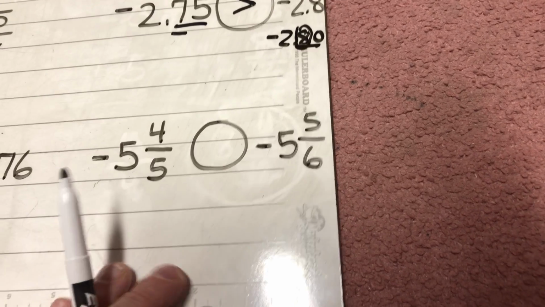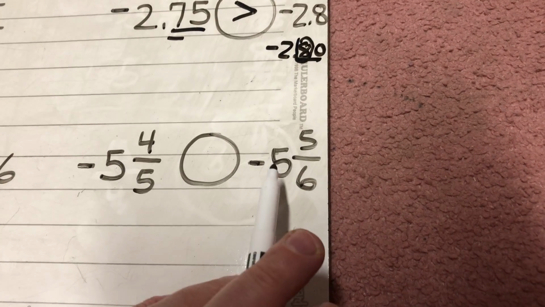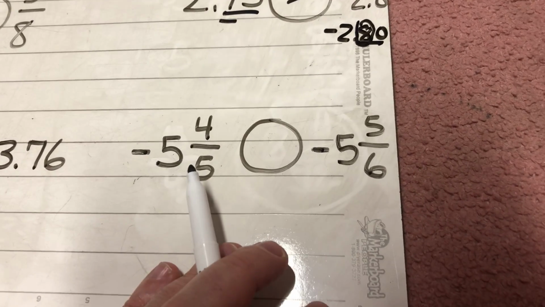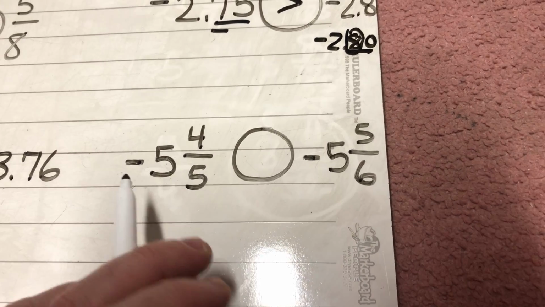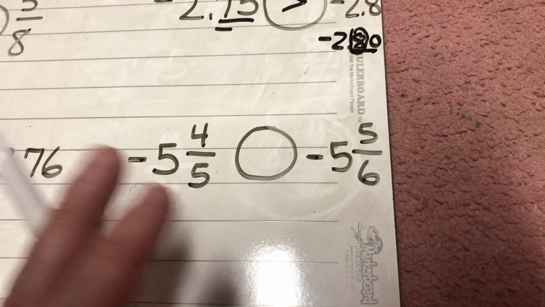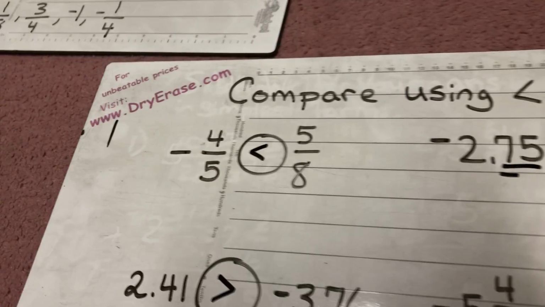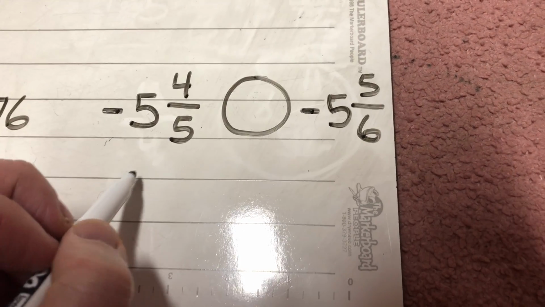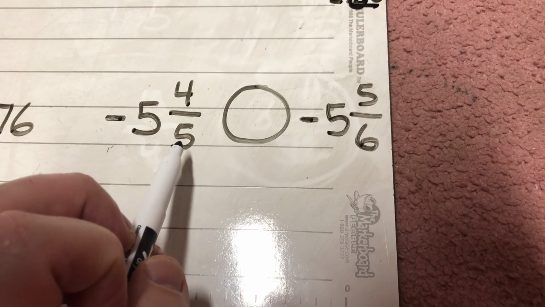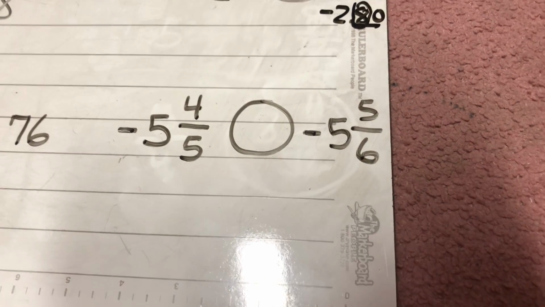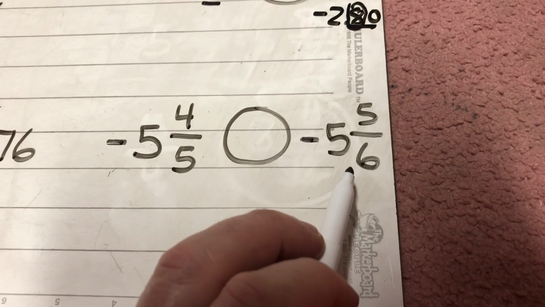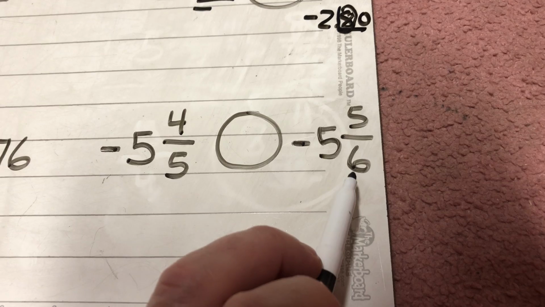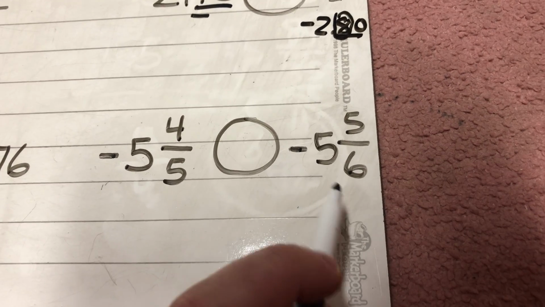All right, so we've got negative 5 and 4/5, negative 5 and 5/6. So, as always, when we compare fractions and mixed numbers, we got to find a common denominator. They're both negative, so we don't get away with automatically knowing like we did in the first one. Here they're both negative, so I've got to think about my common denominator. I have 5 and 6, so I'm going to work with my bigger number, 6. Well, 6 times 1 is 6. 5 doesn't work with 6. 6 times 2 is 12. 5 does not work with 12.